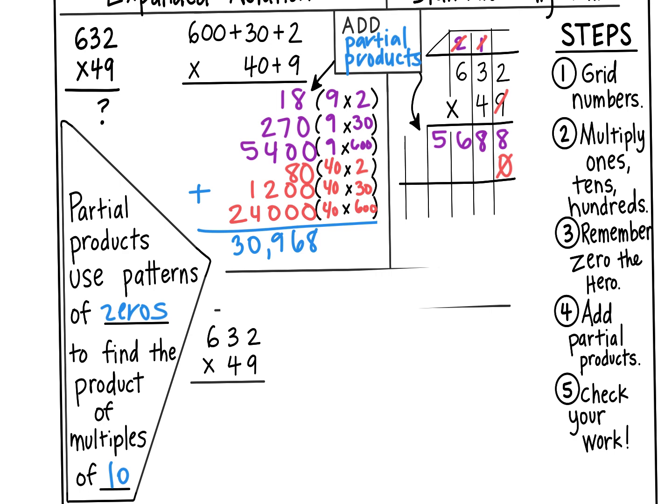So 4 times 2. And then 4 times 3. 12. And I got to carry my 1. And then 4 times 6 is 24. Plus the 1 is 25. Now I'll add them all together. And I end up with the exact same thing that I had the first time, but I did it using the standard algorithm versus expanded notation form.